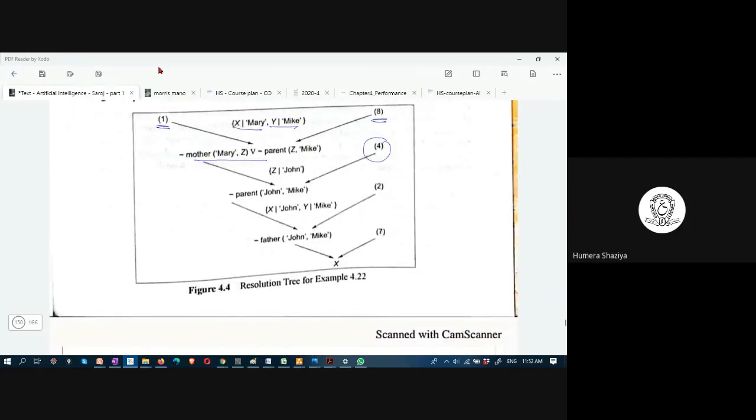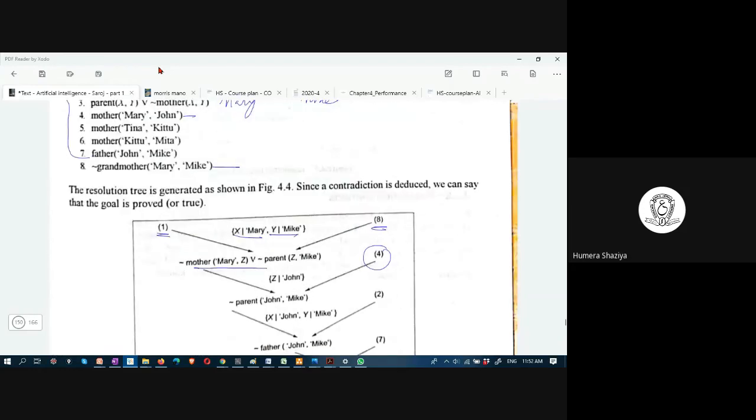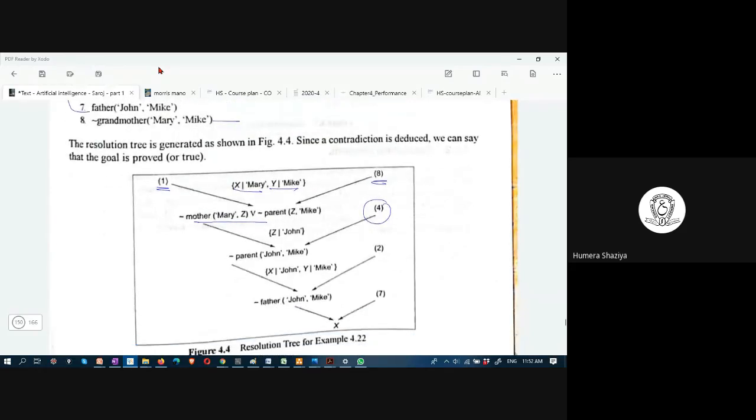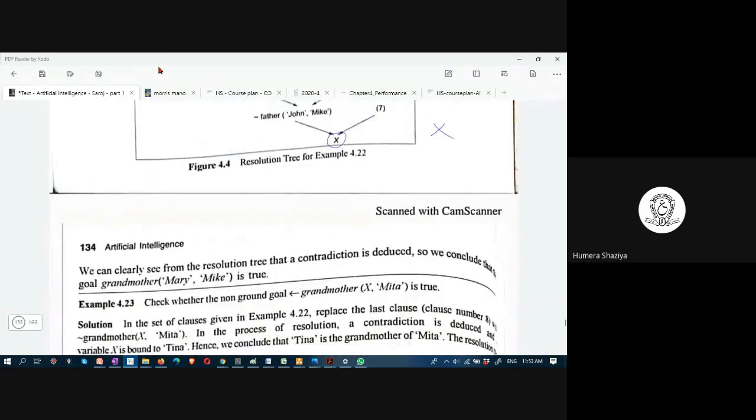What is obtained is X. Means this clause and clause number 7, both get eliminated. This is not father. Clause number 7 is father. There is nothing left. It is cross. Because there is nothing left, it can be proved by contradiction that Mary is actually grandmother of Mike. Okay, we can conclude that Mary is grandmother of Mike.